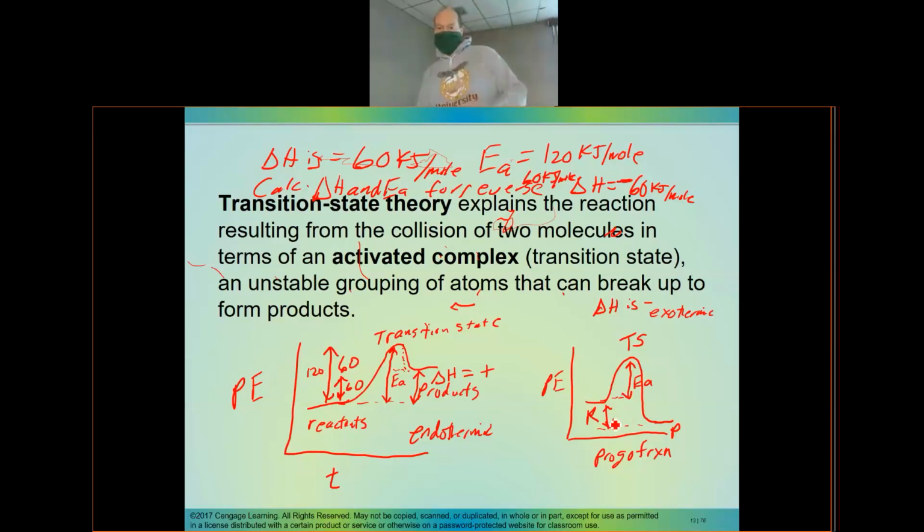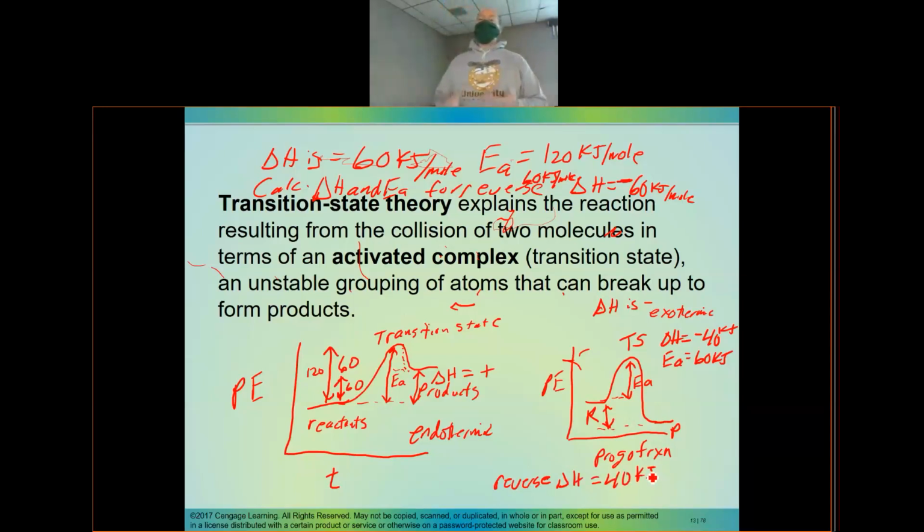If I want to do an example over here, let's say my delta H is negative 40 kilojoules per mole, and I say my energy of activation is equal to 60 kilojoules. And so the question is, what is the reverse? So for the reverse reaction here, the delta H just changes sign. So if it's negative 40, I reverse it, now it's positive 40.